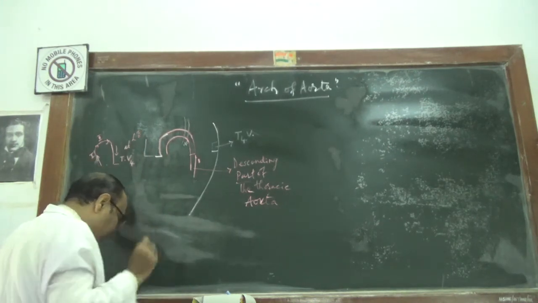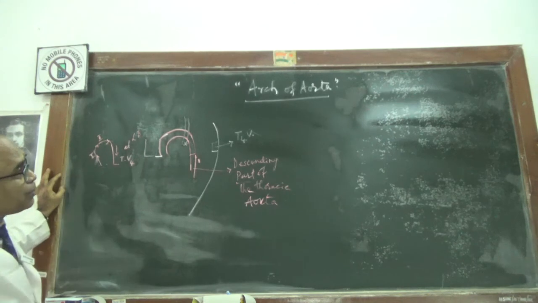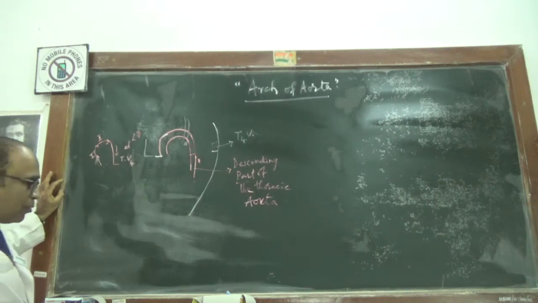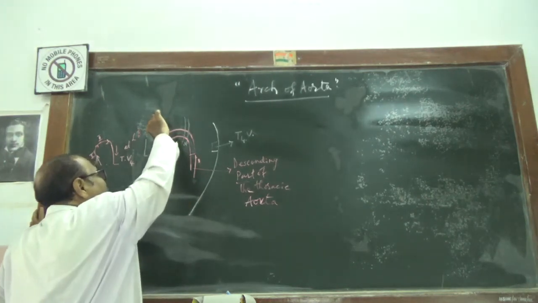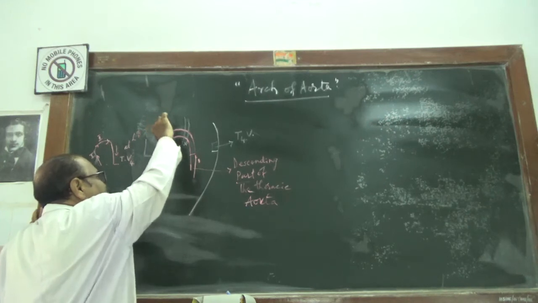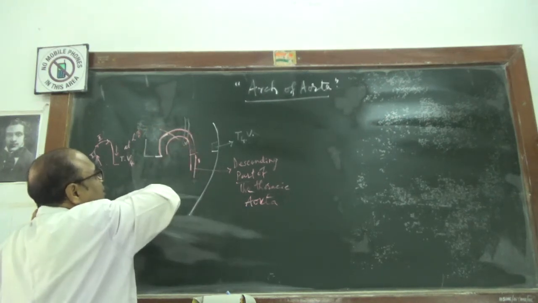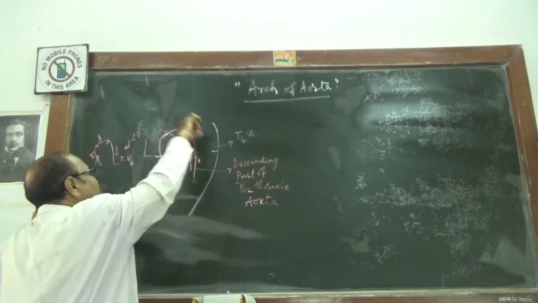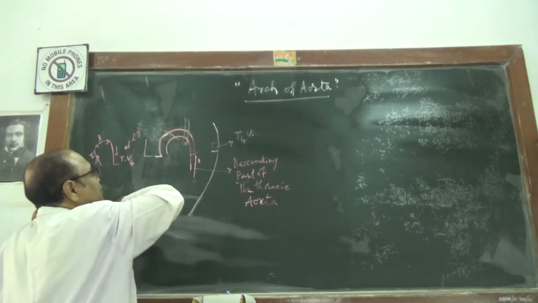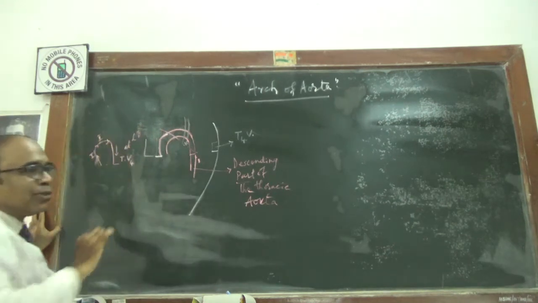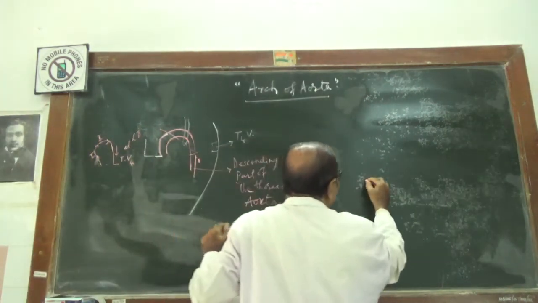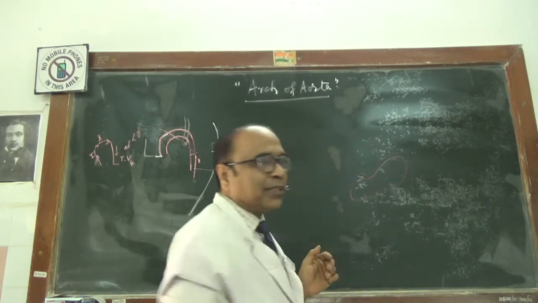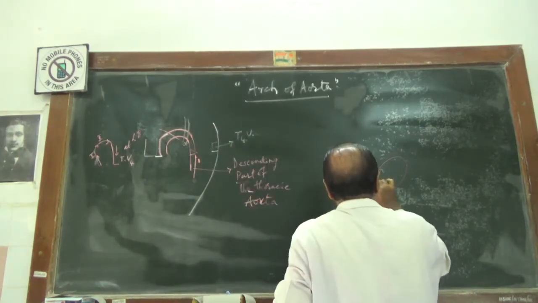Now this arch of aorta, why is it named so? It is named because it has an arch-like part, so it is called the arch of aorta. Now, if you want to study the relations, you have to take a section either at the exact point where it begins, or where it makes its maximum convexity, or where it ends. Then it will appear like this. So this is the arch of aorta in a TS.